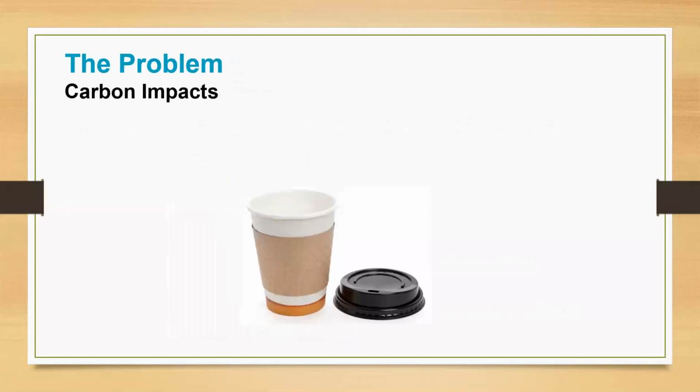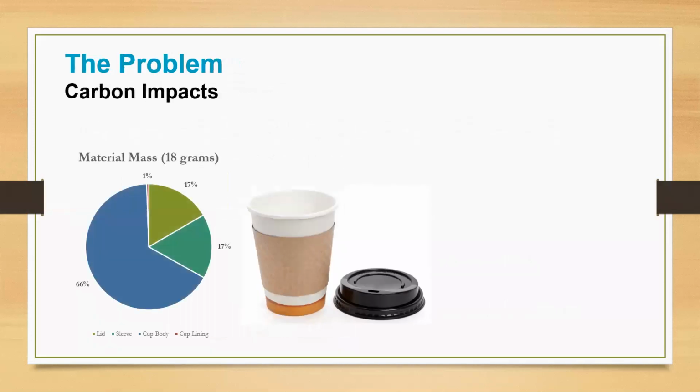So if we look at the disposable coffee cup by mass, it's somewhere between 15 and 20 grams. The number I gave previously is for a cup of about 18 grams. And the majority of the material is paper and cardboard, which makes up over 80% of the coffee cup. And that's the paper and the sleeve.